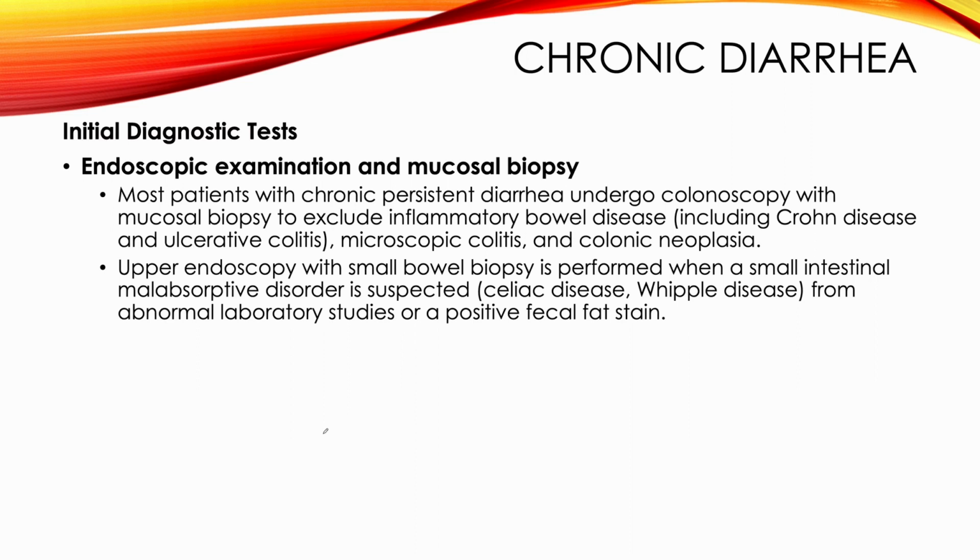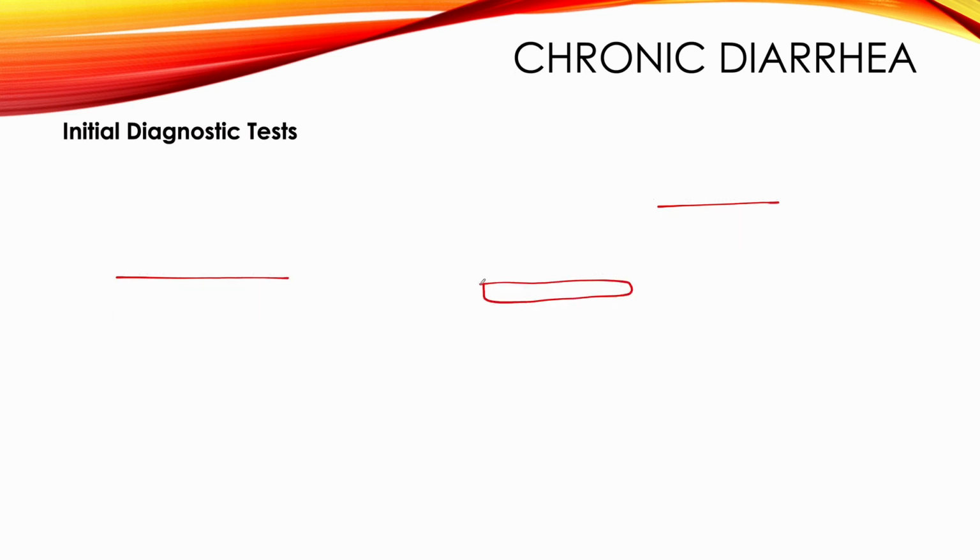Other things we do, usually initially, especially after patients present to the GI clinic after they've been evaluated by their primary doctor and things are not getting better or they can't find the etiology, they usually get referred to the GI specialist. And from there, they usually undergo colonoscopy, and that's to get biopsies and exclude inflammatory bowel disease and other things that can cause these problems. A lot of these patients also get an upper endoscopy, especially when you're suspecting celiac disease, for the biopsy of the small bowel.